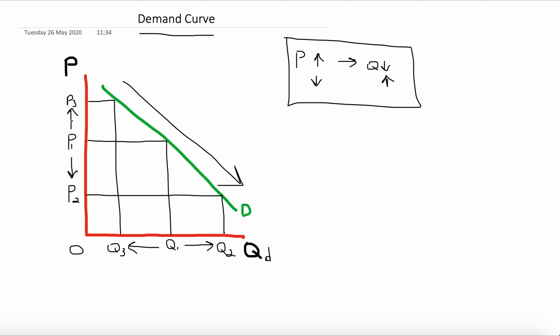So what's going on here when the price changes? It's called a movement. I'd write it out, but I'm just using my trackpad.